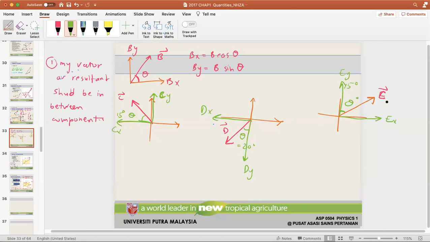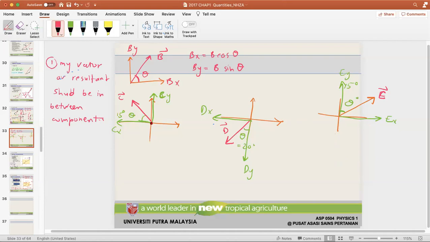Kalau your E is this way, takkanlah tiba-tiba kita punya EY kat sini kan? Like, why? Why are you here? Don't do that, okay? It should always be in between, Allah. It should always be in between your components. Okay, so that's the first step.